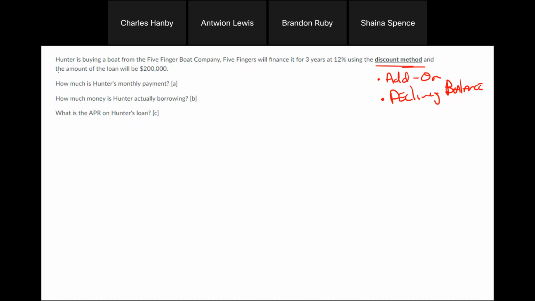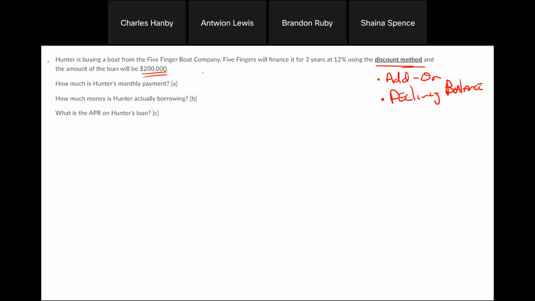Let's go through the question here. Hunter's buying a boat from the Five Finger Boat Company. Five Fingers will finance it for 3 years at 12% using the discount method. The amount of the loan will be $200,000. How much is Hunter's monthly payment? How much is Hunter actually borrowing? And what is the APR on Hunter's loan?